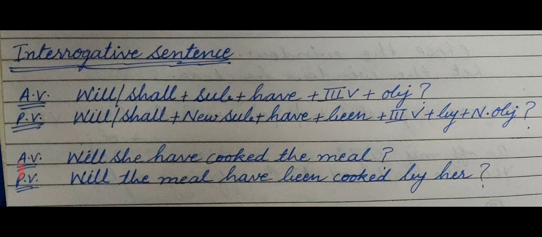So it is interrogative sentence, so helping verb will be used in the beginning. Will, then the object of active voice will become new subject in passive. Will the meal have, now we are to make passive, so been will be used. Will the meal have been, third form of verb, cooked. And before you change the subject of active voice as new object in passive, before that we are to use by, she will change into her. So the answer will be, or you can say passive voice will be, will the meal have been cooked by her.